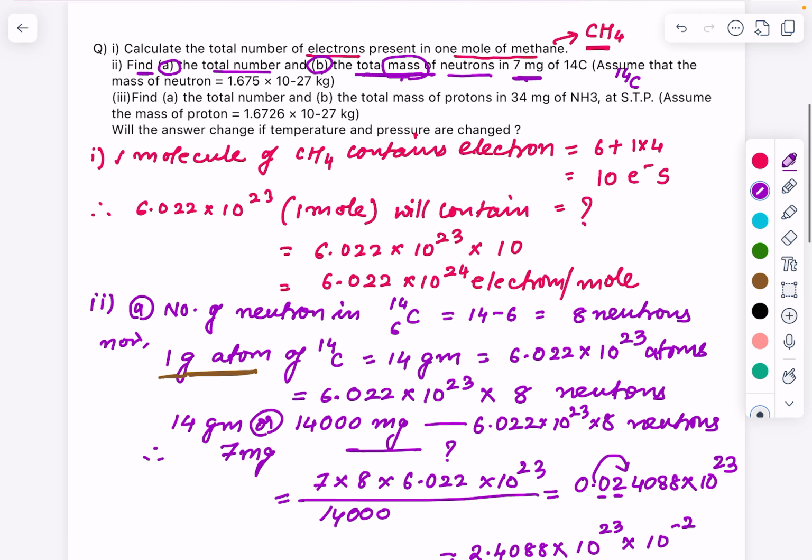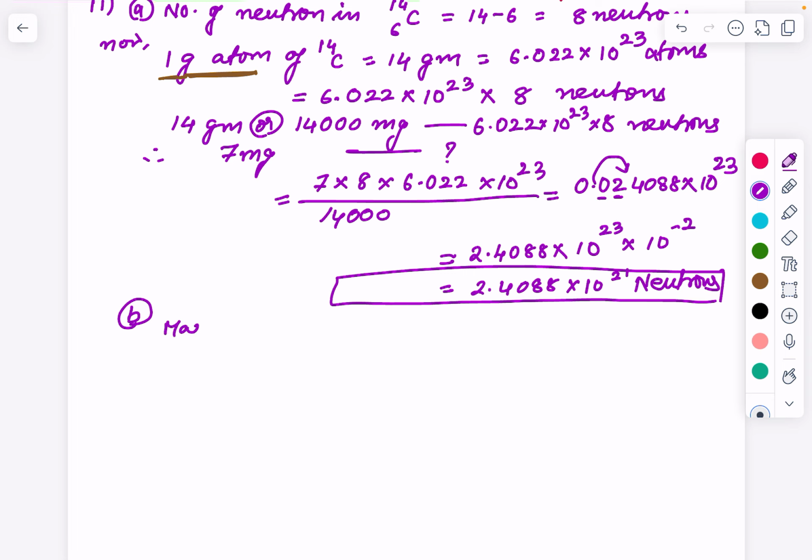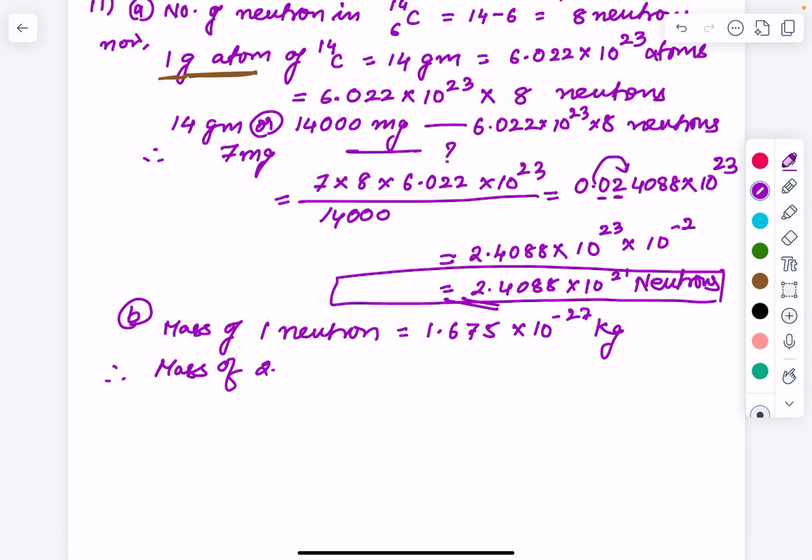Now here you can see that the mass of a neutron we are supposed to assume as 1.675 into 10 to the power of minus 27 kg. So let me write over here. It is the mass of one neutron you need to assume as 1.675 into 10 to the power of minus 27 kg. So let us find out the mass of whatever neutrons you have just found out: 2.4088 into 10 to the power of 21 neutrons will have what mass?